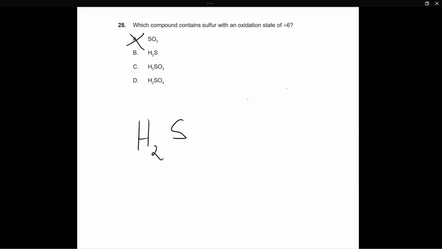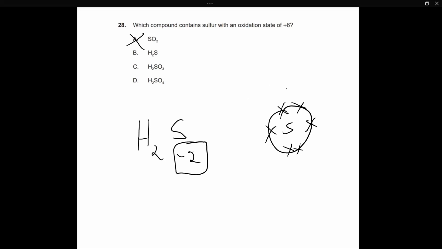And in this case, sulfur has 6 electrons in its valence shell, right? Same as oxygen. It has 6 electrons and it needs 2 additional electrons to fill up its outer shell, right? It needs two extra electrons. So it's going to have a charge of -2 because that's its oxidation state.